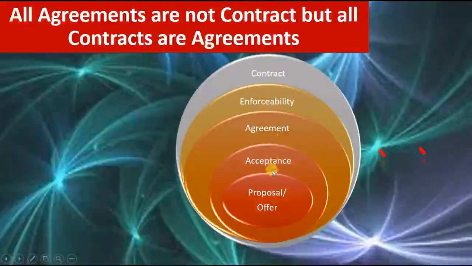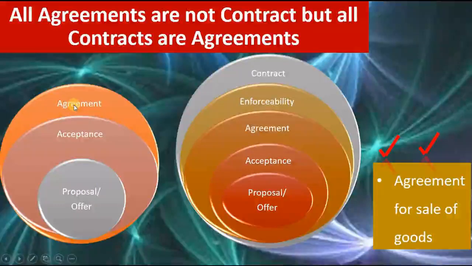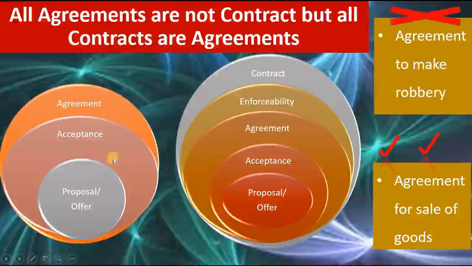So here, in all this process of contracts, agreement is a part of contract, but all agreements are not contracts. Agreement for sale of goods is an example for this. It is an agreement, and at the same time it is legally enforceable, so we can call it a contract. But agreement to commit robbery, here's a proposal, here's acceptance. It can be an agreement, but it cannot be enforceable by law, so it cannot be called a contract.